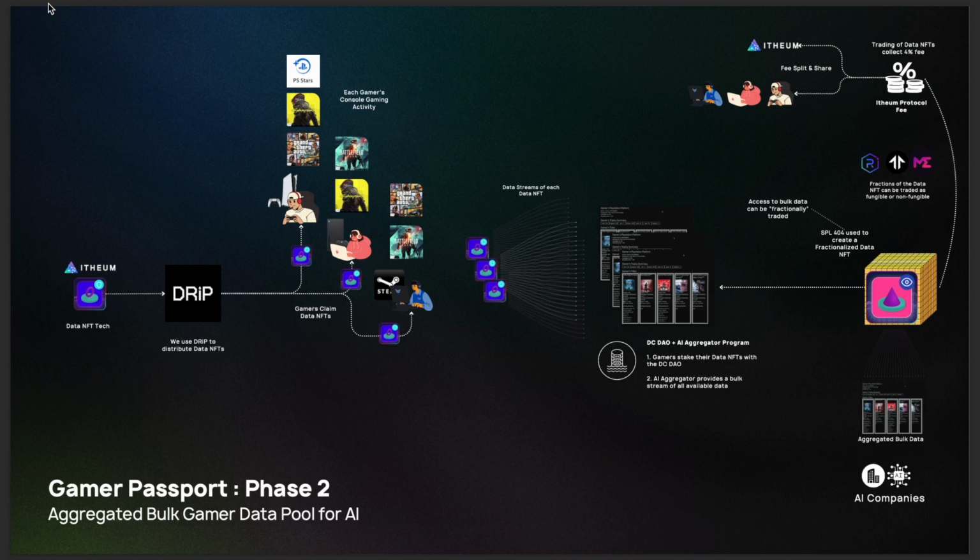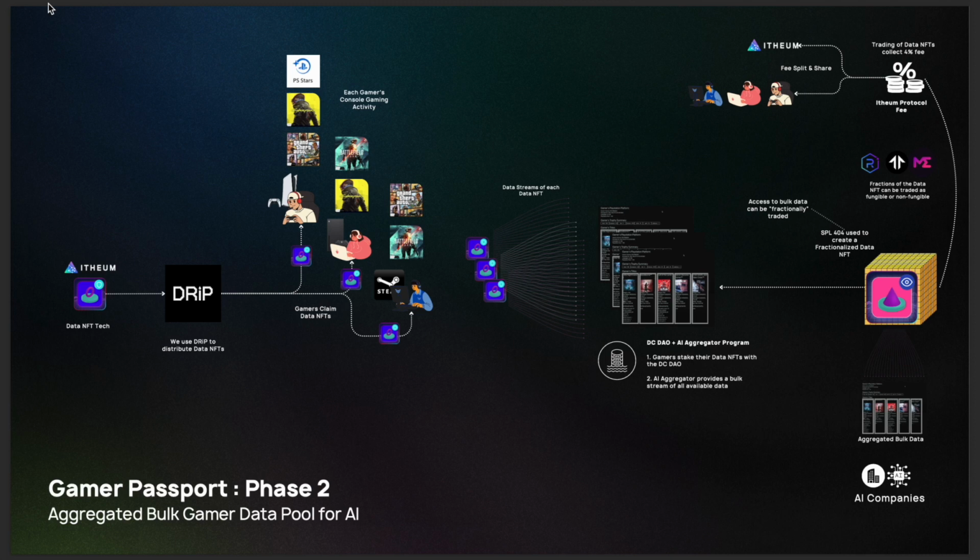Phase one works something like this. It is a data NFT collection distributed by DripHouse. If you hold it, you can connect your PlayStation account to it. You can then come back each day and check in your PlayStation gaming data, like game time per each game played, achievements, trophies, etc.